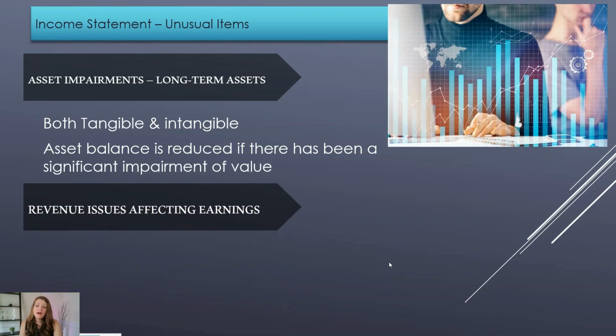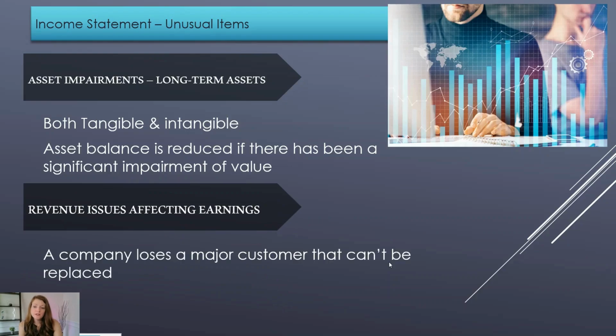Then we also have revenue issues that affect earnings. So a company loses a major customer that can't be replaced. We talked about this some with the full disclosure principle in the last chapter, but it is really important for us to disclose any customers that make up 10% or more of our revenue. So we need to make it very clear that if we've lost a customer like that, we may not be able to replace them, and it is going to affect our earnings going forward.